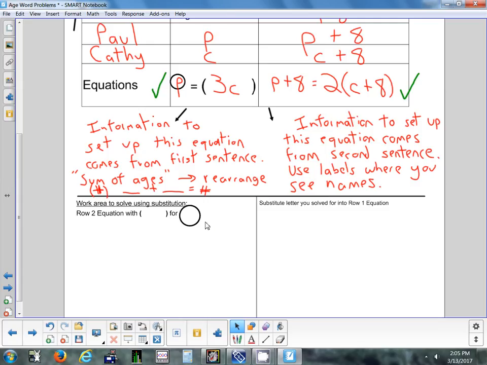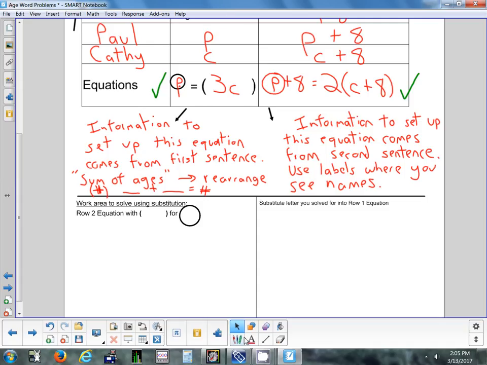It's the letter that's circled. Right? P. The letter that's circled is always the letter I'm going to be substituting for. So this 3C is going to take the place of this letter in the other equation. All right? So where do I see P in the other equation? In the row number 2 equation. Where do I see it? Actually, right at the beginning, right? Here's my P right here. I'm going to circle it.